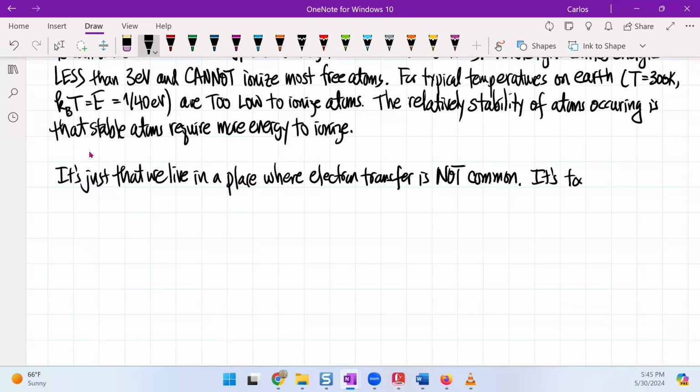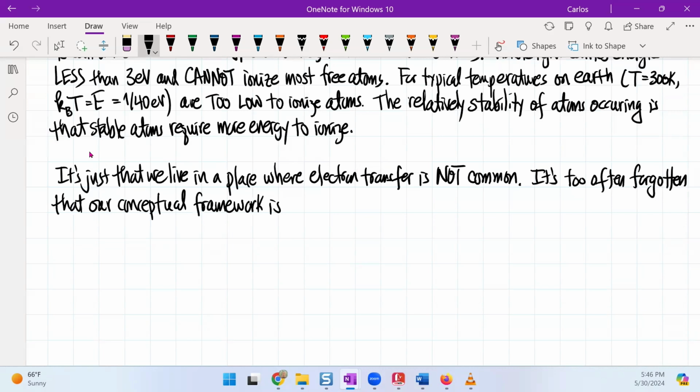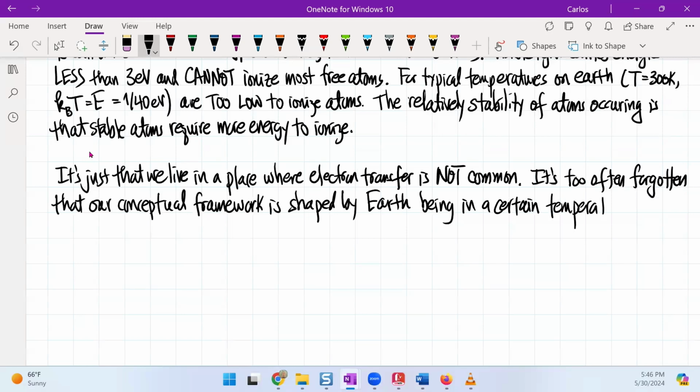It's too often forgotten that our conceptual framework is shaped by Earth being in a certain temperature and pressure region.